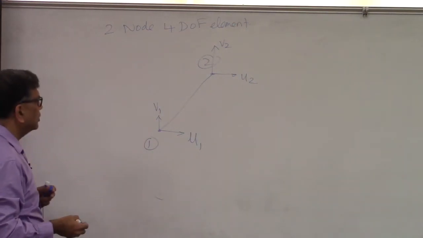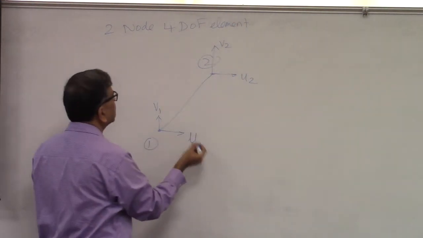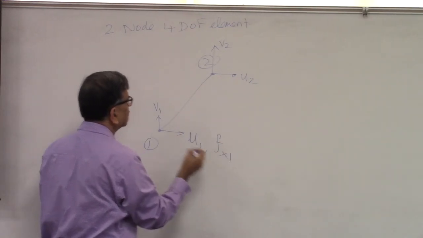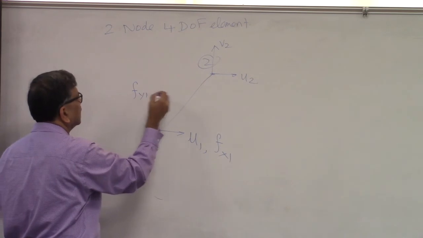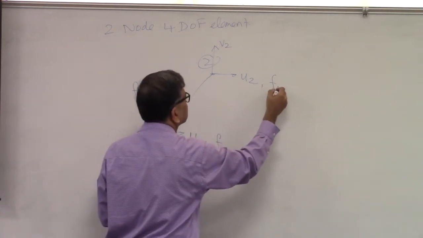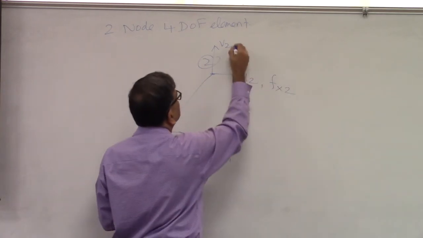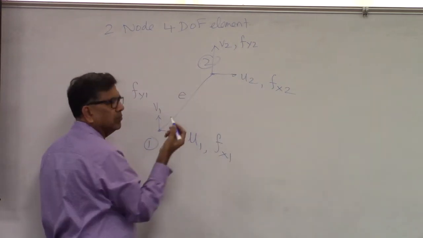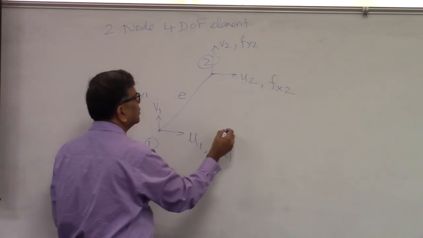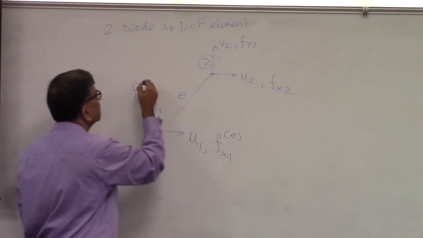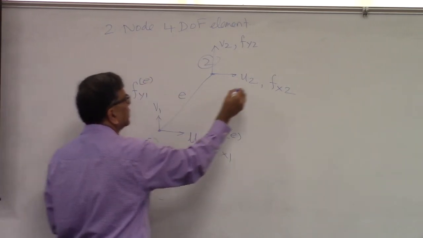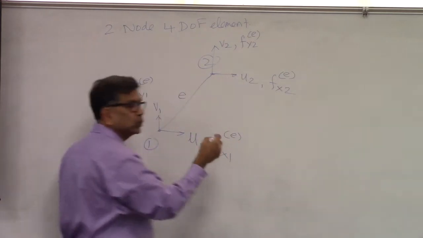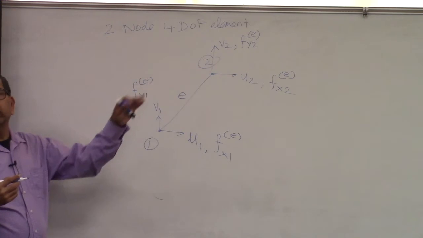Okay. Now, corresponding to each displacement, there will be a force. The forces are shown like this: Fx1, Fy1, Fx2, Fy2. Now, if this is element E, it can be some number, it's very important that you show these forces belong to element E, because there will be another little fx1 somewhere that belongs to another element.